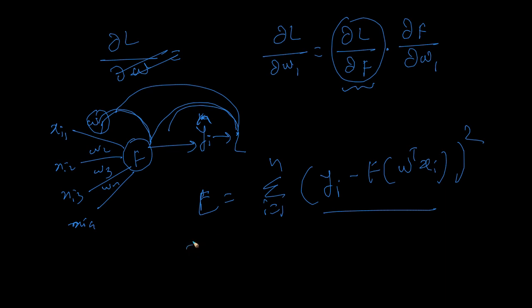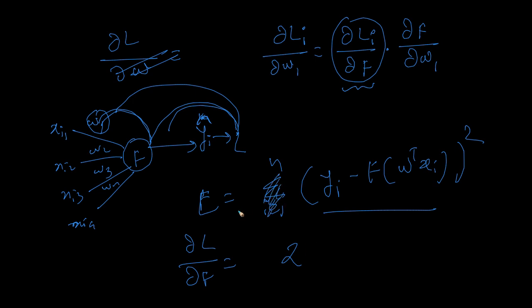So if I take dou L by dou F, in differentiation this power comes down, so it becomes 2 times. If I take the loss of the ith data point, rather than finding the complete loss, I will compute the loss of a single data point. So dou Li by dou W1 is equal to dou Li by dou F into dou F by dou W1.